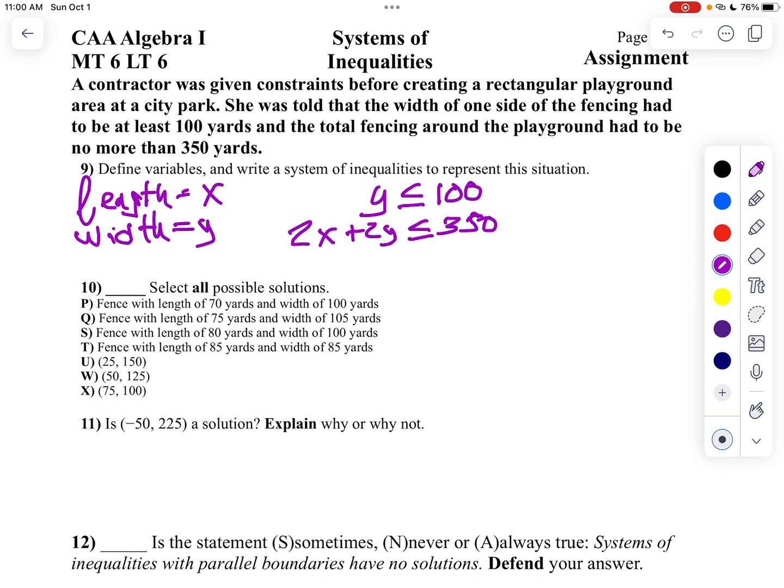Now this is really all you need for paper, but if you do this on Desmos, you better define that x has to be greater than or equal to 0, because you can't have negative numbers, which, if I skip ahead, we can answer question number 11. We can say the length can't be negative.